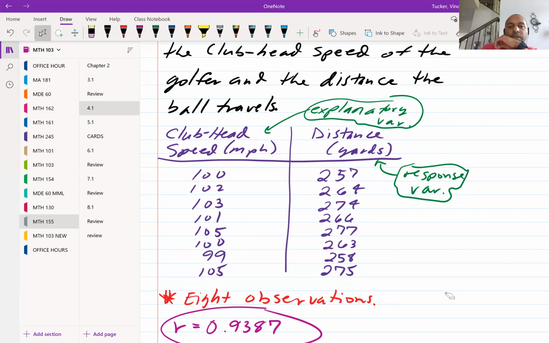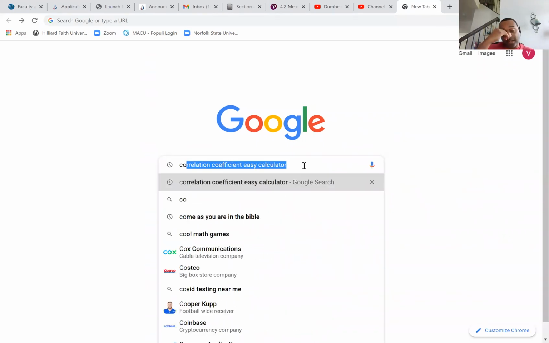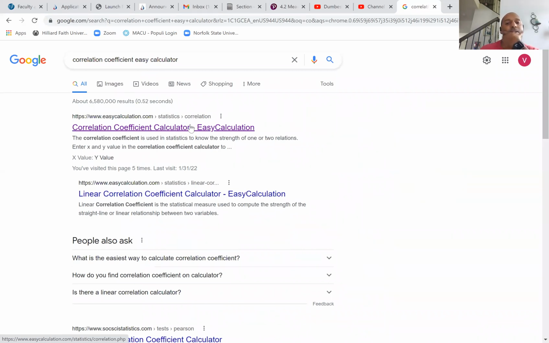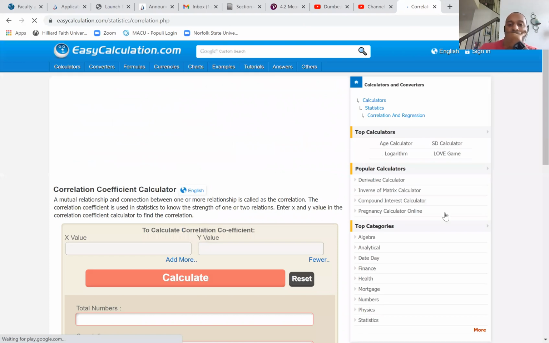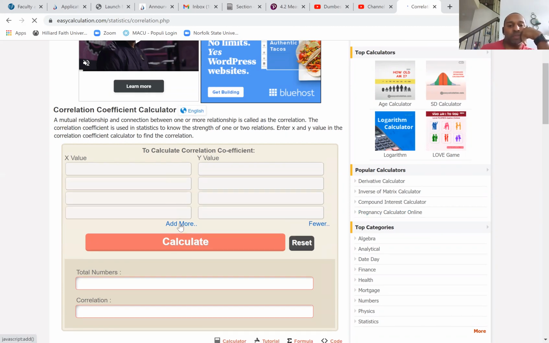All right. Can we go to finding it? Everybody good? All right. So I would go to Google and type correlation coefficient, easy calculator or easy calculation, either or. Hit enter, and the first one pops up, correlation coefficient, easy calculation. All right, so here we have our X and Y values. In other words, our explanatory variable and response variable. We'll talk about the difference between the two more in a few. But here you can add or take away your rows.